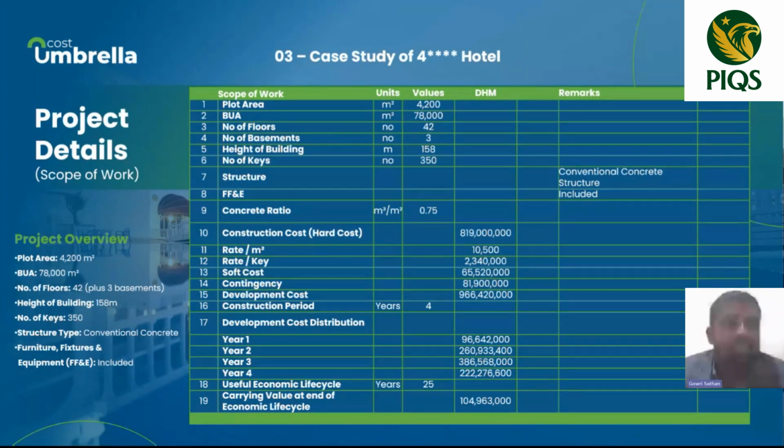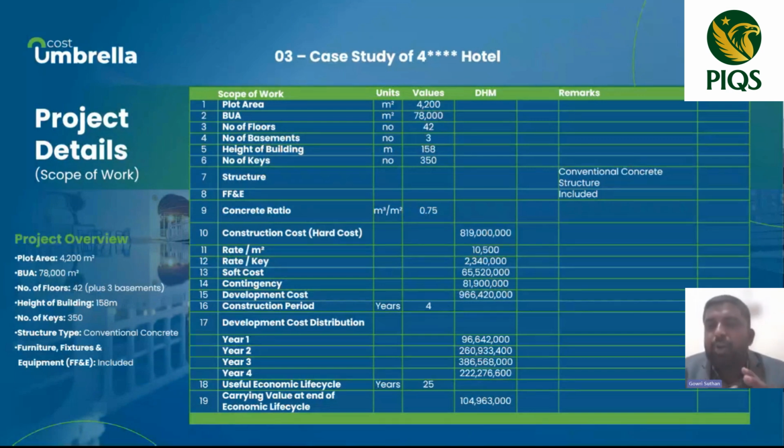So it's a four-star hotel project, 4,200 square meters, buildable BUA 78,000, number of floors 42, basements, height. I mean, just normal project data. But the most important data we want, for viability assessment, are the construction cost and the economic life cycle.